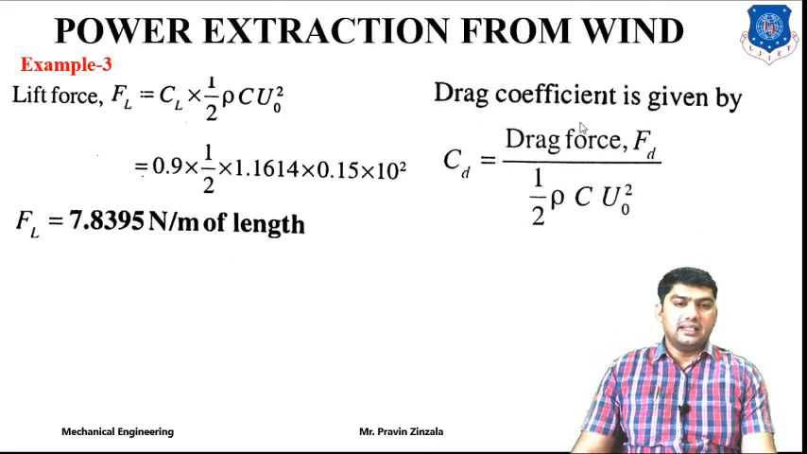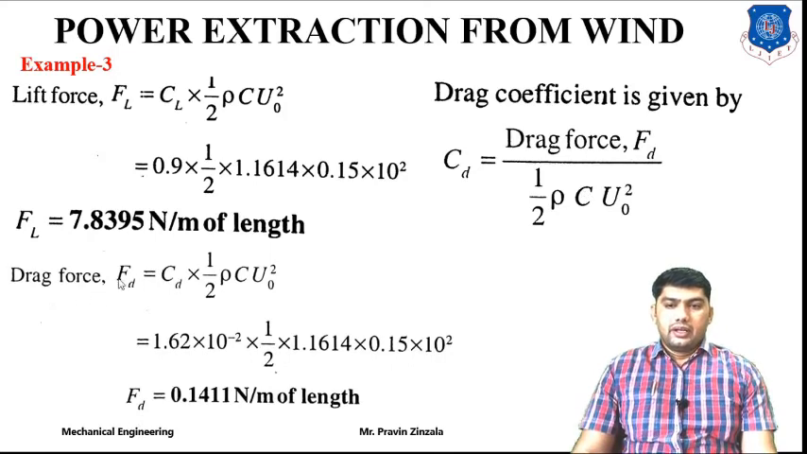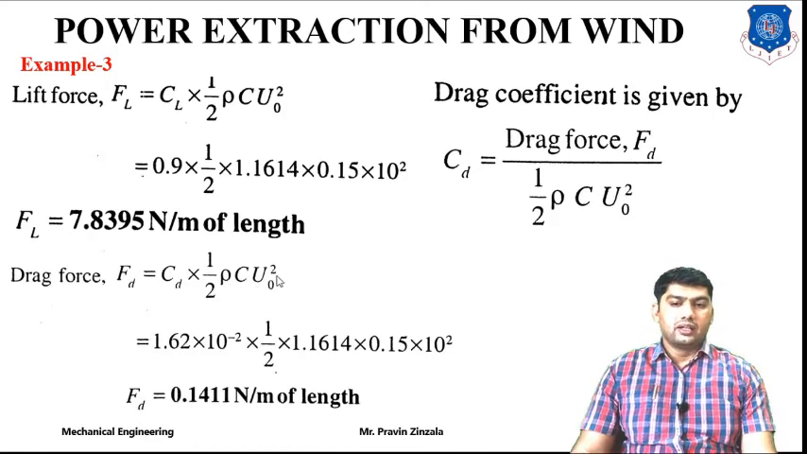The same equation applies to the drag coefficient. The drag coefficient is equal to drag force divided by 1 by 2 rho C U square, where U is velocity and C is chord length, because the given data also specifies unit length, so we are considering chord length. Drag force is equal to drag coefficient into 1 by 2 rho C U square. By inserting the values, we will get the drag force equal to 0.1411 Newton per meter of length.